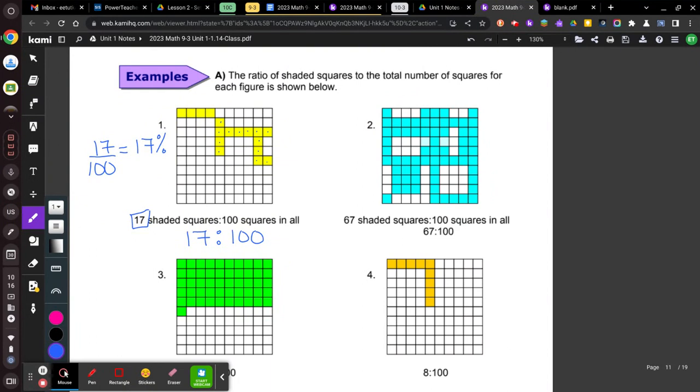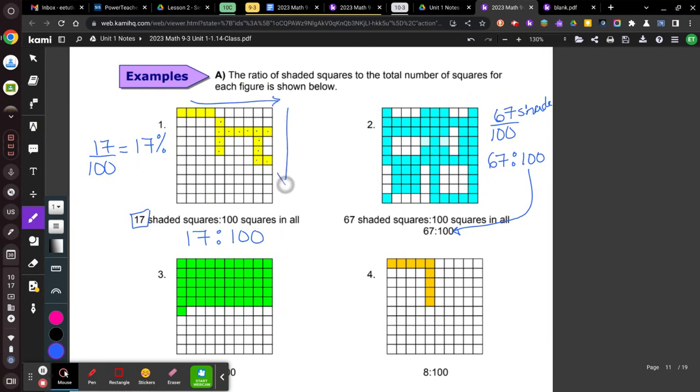Over here on number 2, I've got 67 out of 100 shaded. So we would say shaded out of 100. Then this is now 67 to 100, and that's how they wrote it for us. How do I know there are 100 squares there? We've been using the 10 by 10. There's 10 going across and 10 going down. That's how I know 10 times 10 is 100 squares.